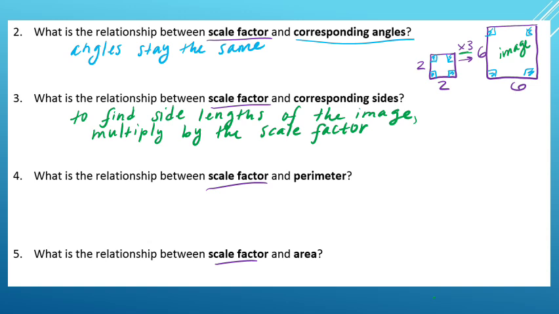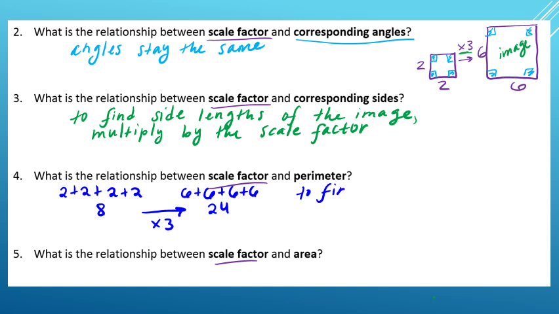So it might help again to think about this example and how the original perimeter was 2 plus 2 plus 2 plus 2, so 8. And the image that we created that's now 3 times bigger is 6 plus 6 plus 6 plus 6, or 24. And so looking at this, I can see that that is 3 times bigger. So to find the perimeter of the image, you can multiply again by the scale factor.